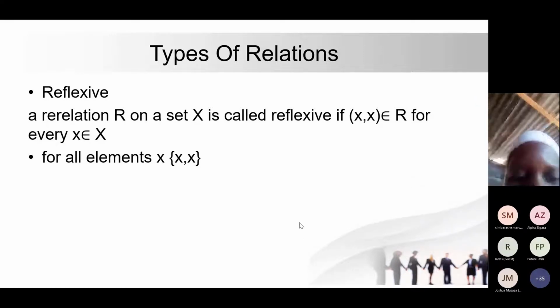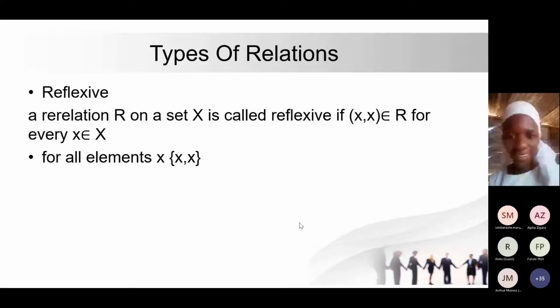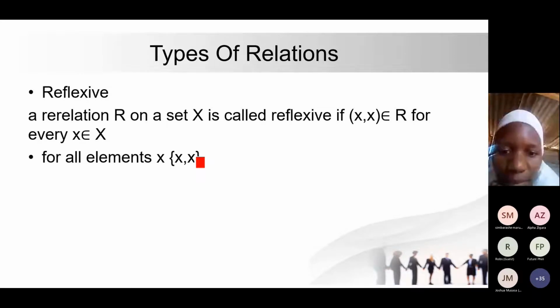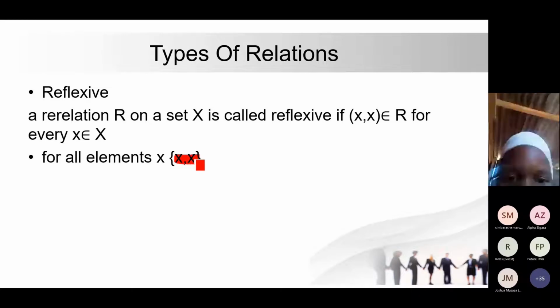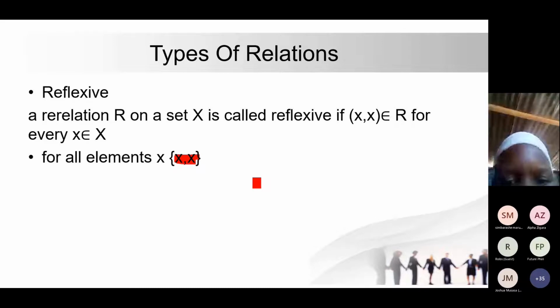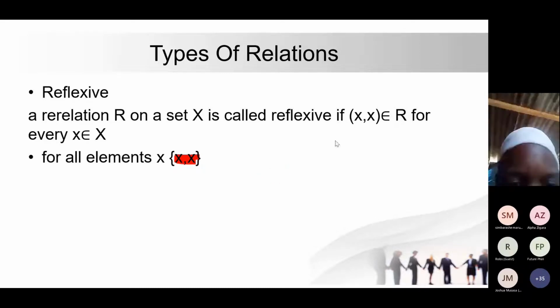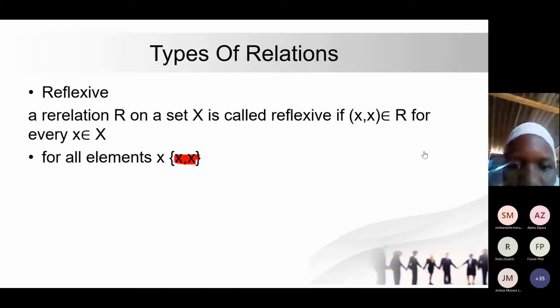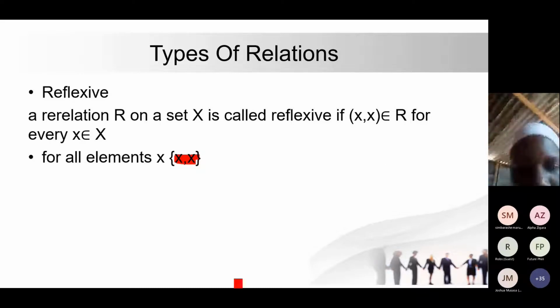What it means is that when something is called reflexive, it is representing itself, basically x to x, not x to y. It's x to x, it's representing itself. Me myself, I tend to think of it like a mirror. That's how I remember reflexive, like a mirror, because it's reflecting itself.